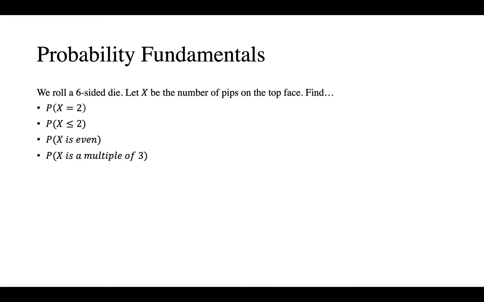What's the probability that x is a multiple of 3? Again, there are 6 outcomes in the sample space. Of those 6, 2 of them are multiples of 3, namely the 3 and the 6. So the probability of rolling a multiple of 3 would be 2 out of 6 or 1/3.